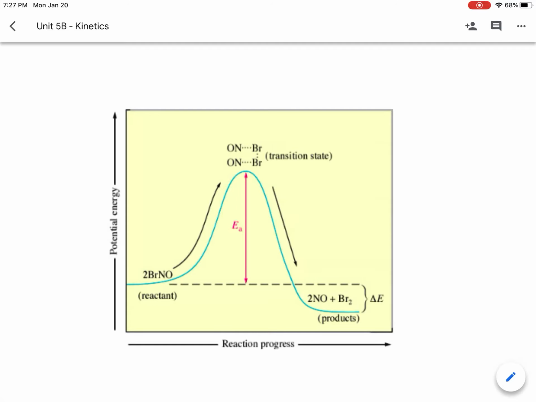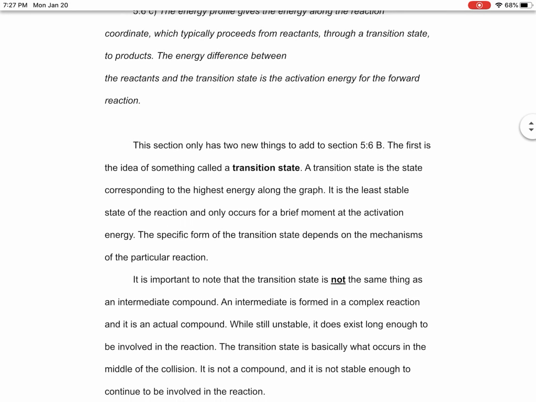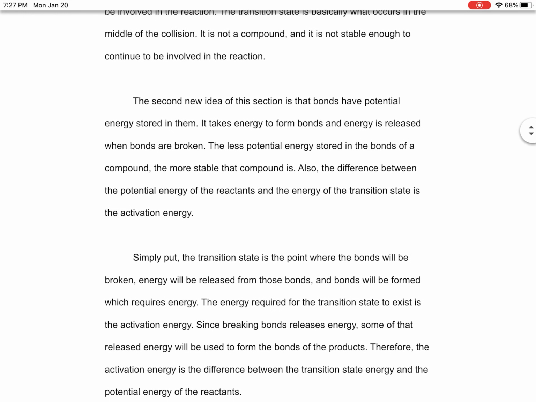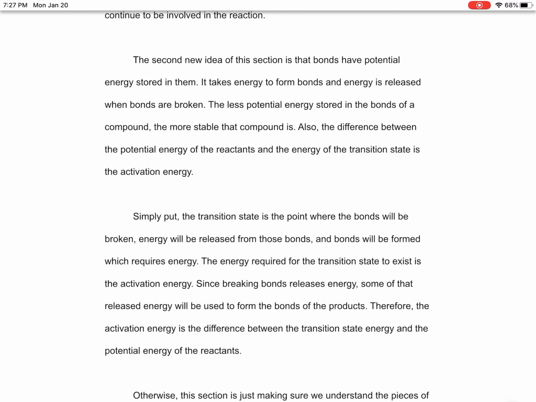Okay, so again, the transition state is going to look different for everything. It only lasts for a few moments. It's not stable at all, and it cannot be involved in the reaction.